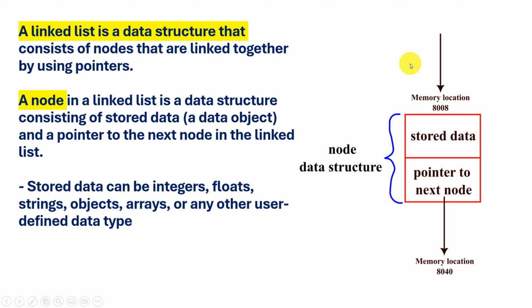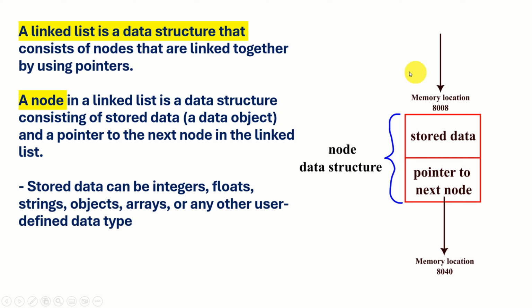First, let's define a linked list. A linked list is a data structure that consists of nodes that are linked together by using pointers. A node in a linked list is a data structure consisting of stored data or a data object and a pointer to the next node in the linked list.